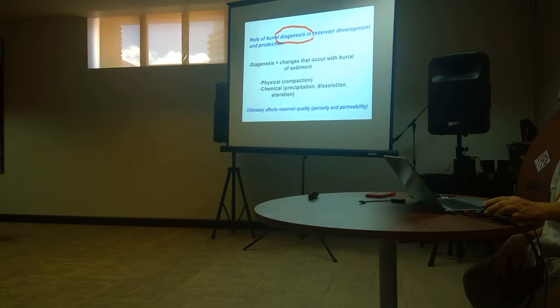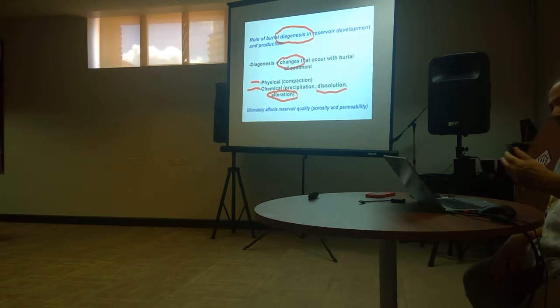And there's a number of ways in which you can change that sediment. You can do it by physical compaction, or you can do it by precipitation of cements, or you can dissolve out individual grains, or you can just alter pre-existing grains. So let's take a look and see just how these processes of diagenesis control your reservoir porosity and permeability.